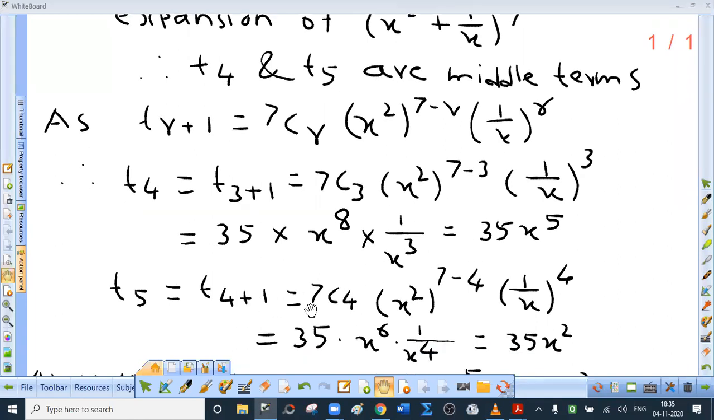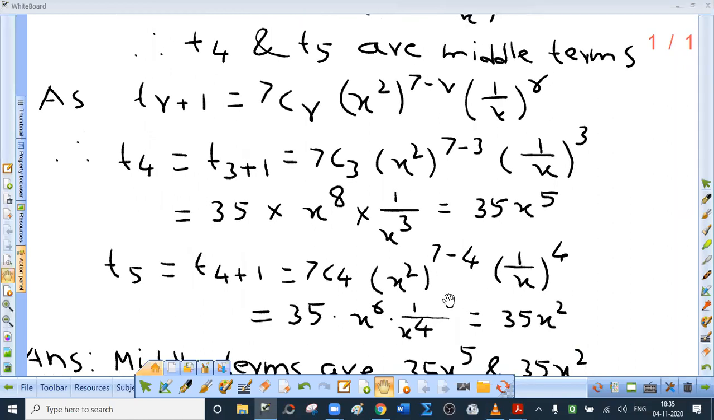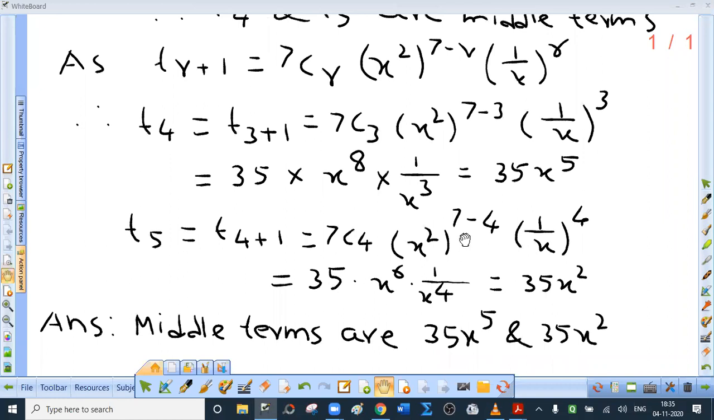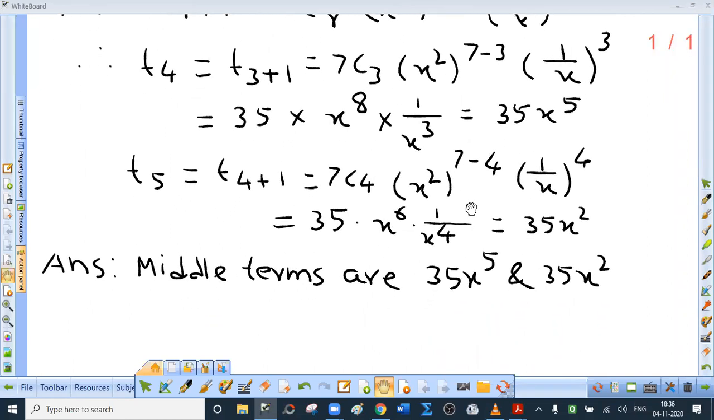Fifth term, put r equal to 4. So 7C4. Note that 7C3 is the same as 7C4, 35, into (x square) raised to 7 minus 4. So x raised to 6 into 1 upon x raised to 4. So 35x square. You have to write the answer as: the middle terms in the expansion are 35x raised to 5 and 35x square.